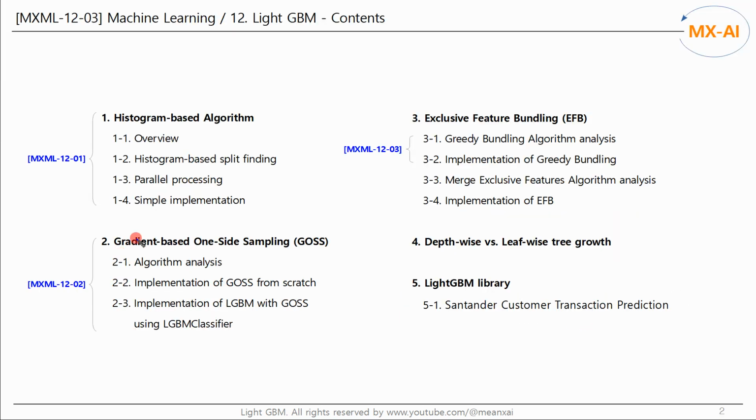In the last video, we looked at the gradient-based one-side sampling algorithm and implemented it as code. In this video, we will analyze the greedy bundling algorithm for exclusive feature bundling and implement it as code.